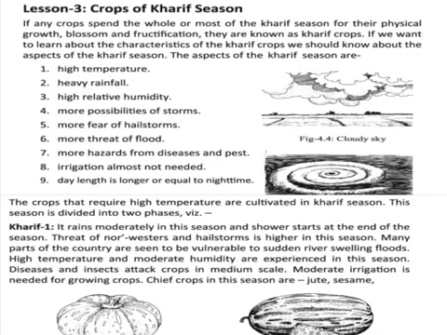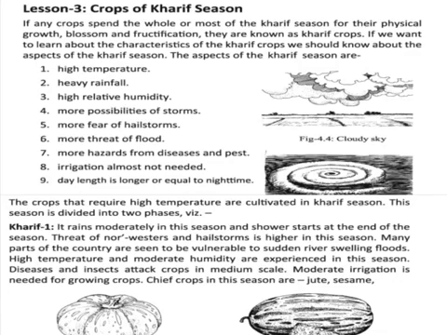Threat of nor'wester hailstorm. Nor'wester means a storm blowing from the northwest. The dust storm or hailstorm, meaning thunderstorm, is higher in the season. Many parts of the country are seen to be vulnerable to sudden river swelling and sudden flood, and high temperature and moderate humidity are experienced in the season.